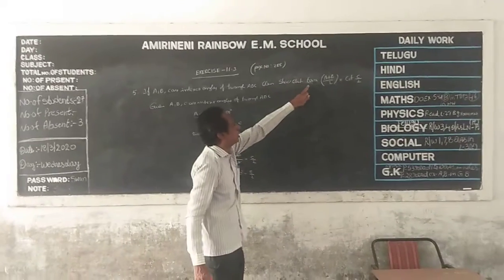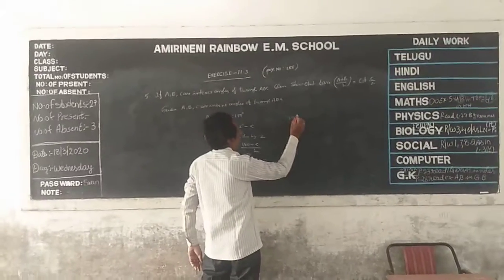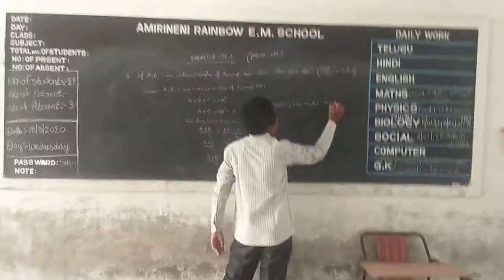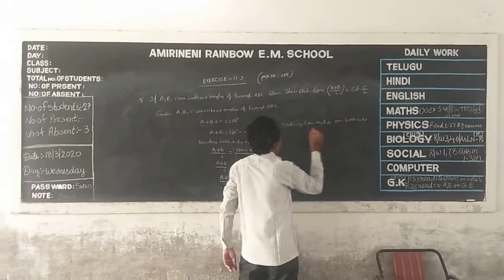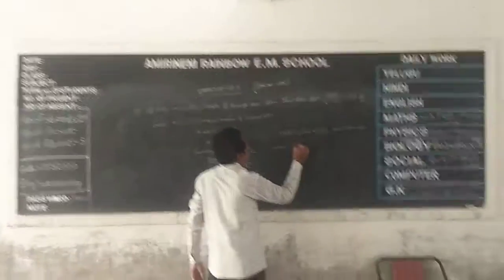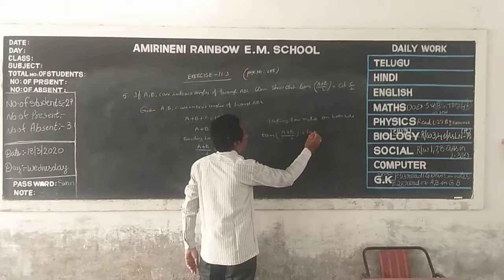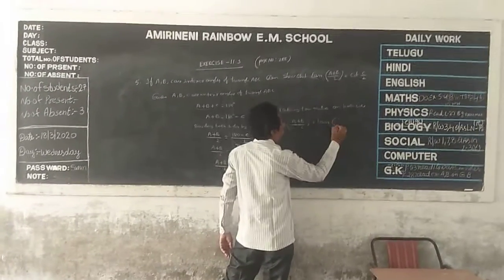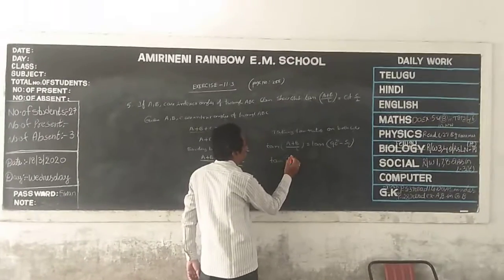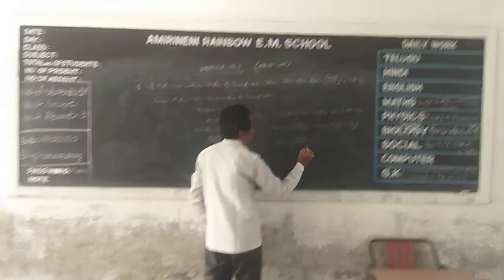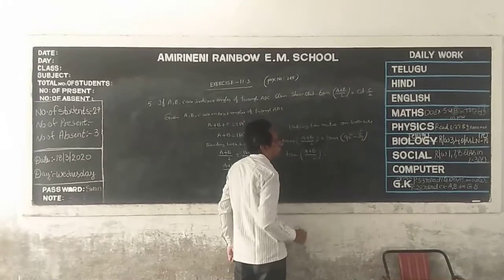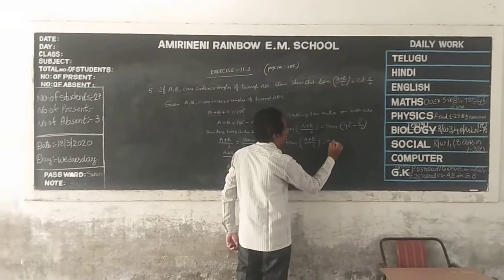So we need tan, taking tan ratio on both sides. So tan A plus B by 2 is equal to tan 90 minus C by 2. Here 90 minus C is in the first quadrant. 1 into 90, 1 is odd number, tan changes to cot C by 2.